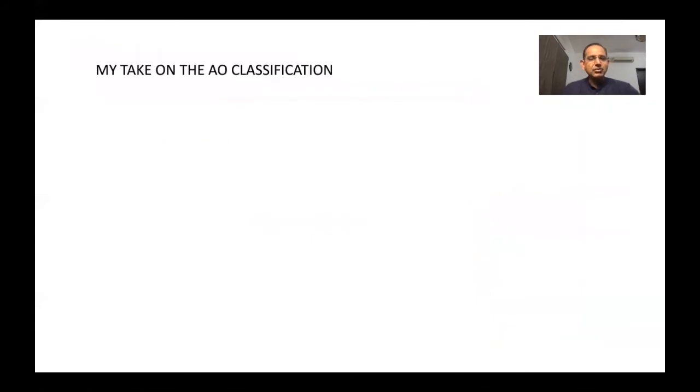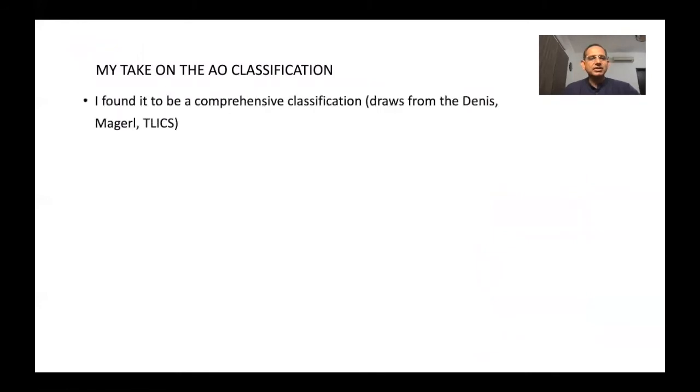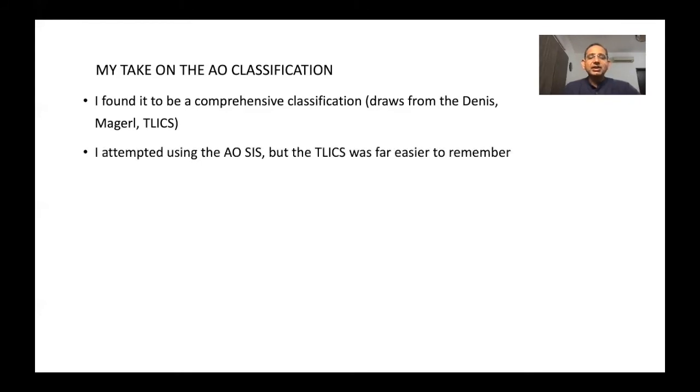So if we discuss my take on the AO classification, I found it to be a very comprehensive classification. Basically, it draws from the Denis classification, the Magerl classification, the TLICS classification. It has incorporated virtually every other knowledge that has been previously known. I actually attempted using the AOSIS score, but the TLICS was far easier to remember.